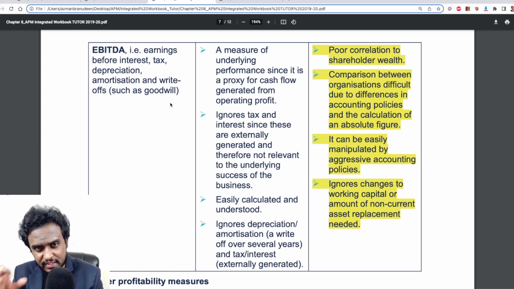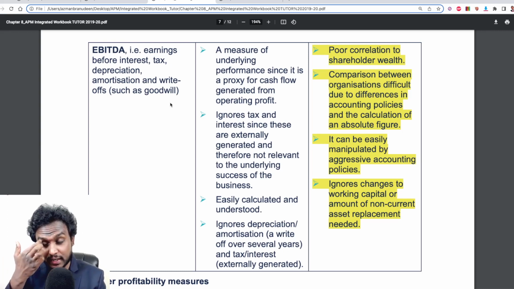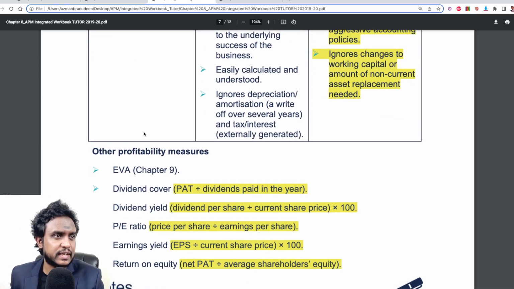And because of that inconsistency, when you get two EBITDAs of two different companies and you try to compare them, they might actually be incomparable, because they're not consistently developed. It can be easily manipulated by accounting policies in any case, because it's derived from the income statement, and it also ignores changes to working capital or the amount of non-current asset replacement needed. So you're purely working out of an income statement figure, and balance sheet impacts such as these are ignored in the EBITDA.